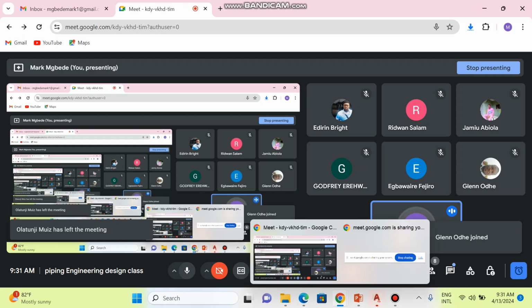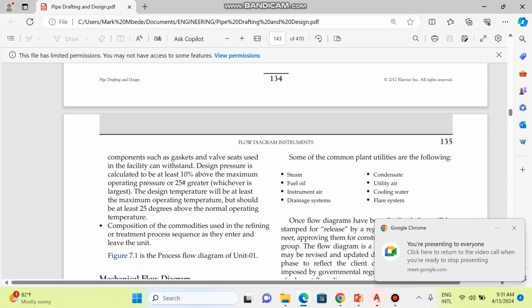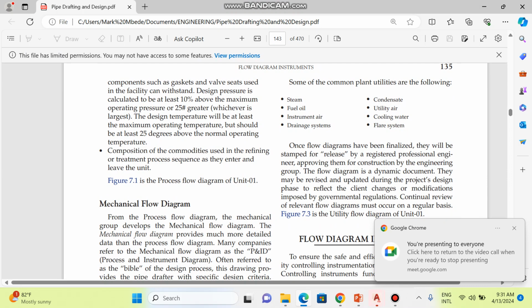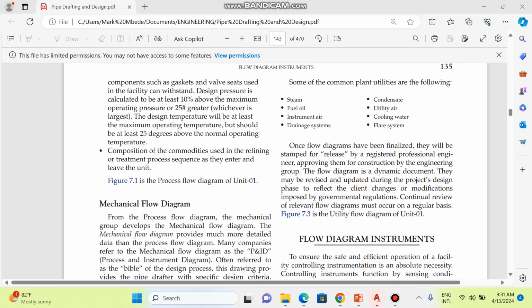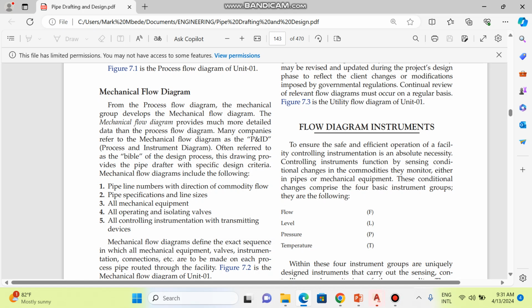So those are what you call the utility water lines. So we also have the flow diagram instruments. What are those instruments that we see in the diagram? We have two basic forms of instruments that we see in the flow diagram. So let's read up. To ensure the safe and efficient operation of the facility, controlling instrumentation is an absolute necessity.